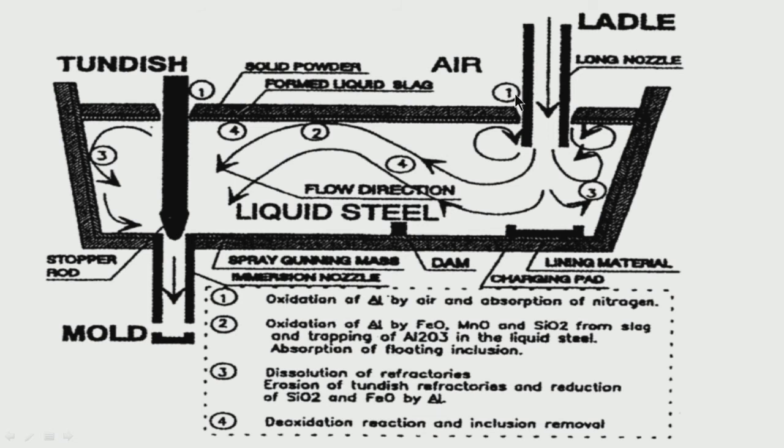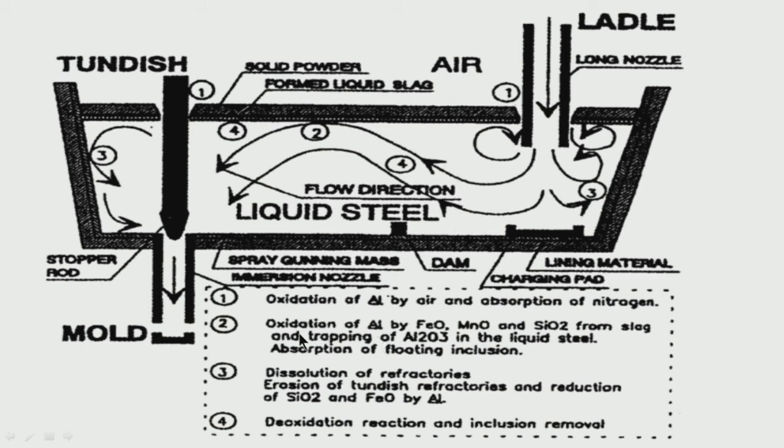Now what is happening here? Look at what is mentioned here. One is oxidation of aluminium by air and absorption of nitrogen. Whatever I was telling, at the top of the Tundish there is a possibility of reoxidation and renitrogenation if the liquid steel comes into contact with air. So the liquid steel in Tundish must be covered with some slag. This is very, very important. There has to be a slag cover, both from insulation point of view, so that the temperature of the liquid steel does not come down very fast, also to prevent reoxidation, to prevent renitrogenation.